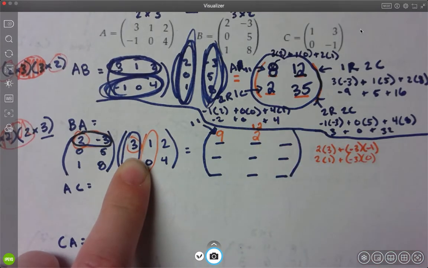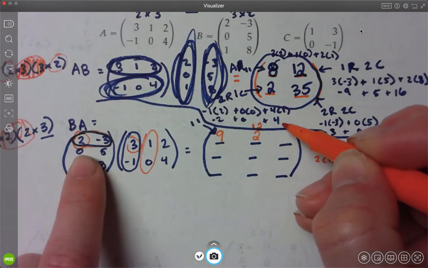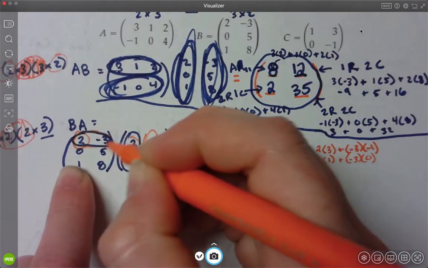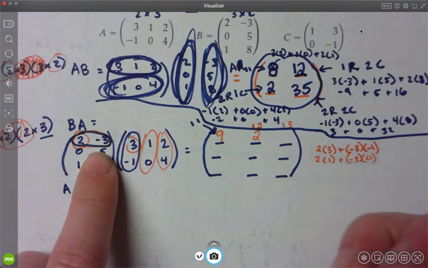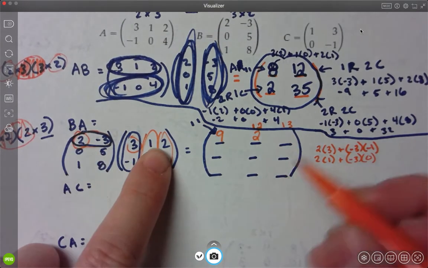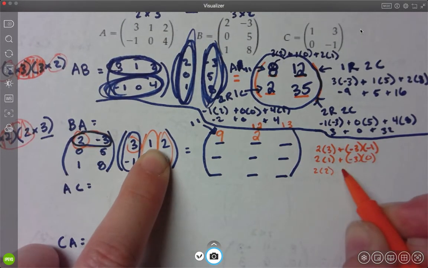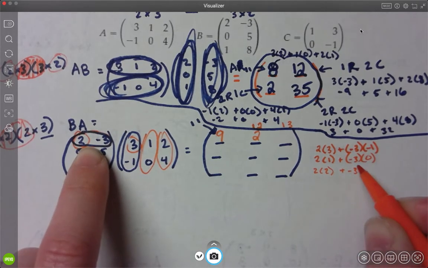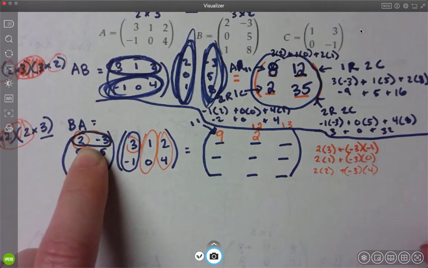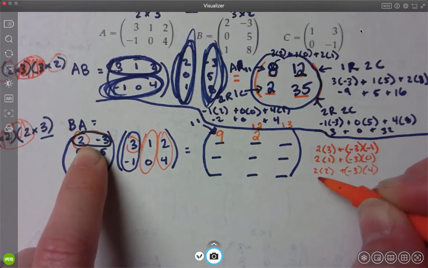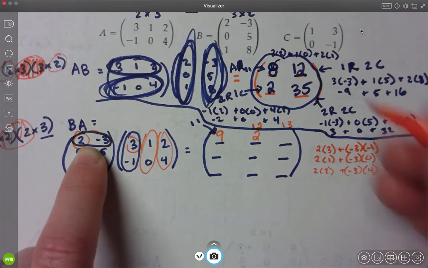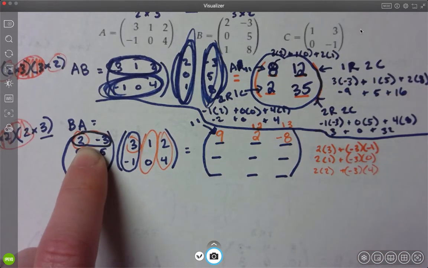The last one, this one is row 1, column 3. So I'm going to take row 1 times column 3. The first thing I do is 2 times 2, and I'm going to add that to negative 3 times 4, okay? So 2 times 2 is 4, negative 3 times 4 is negative 12, so I have 4 and negative 12, which is negative 8. And there it is, okay?